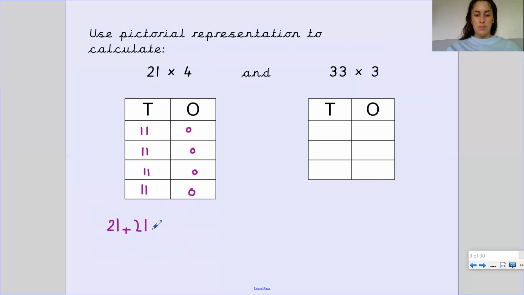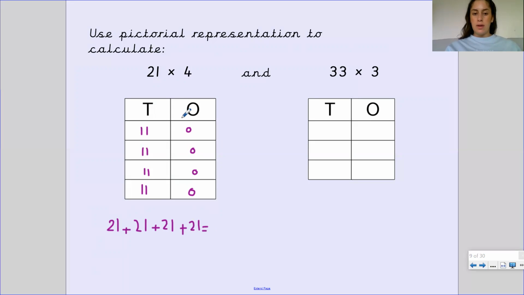Plus 21, plus 21, plus 21. Now, what's the answer? Pause the video and have a go at counting what that would be.